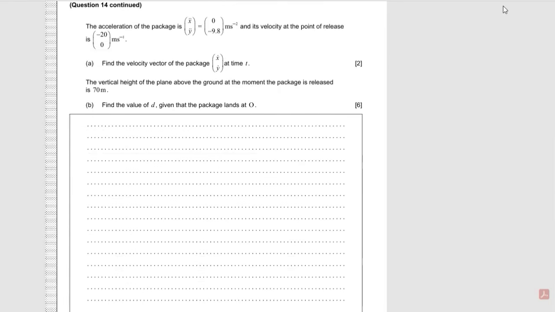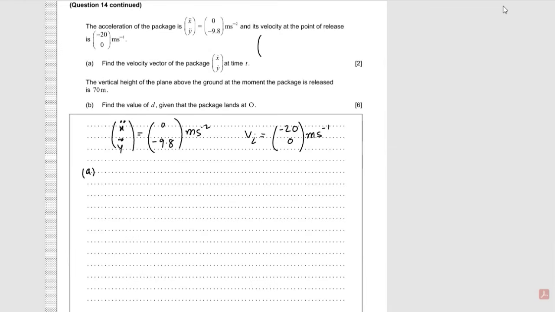The acceleration of the package is given as this. So x double dot and y double dot. So this is 0 and negative 9.8 meters per second squared. And its velocity at the point of release is given as this. So you can say this is the initial velocity, which is negative 20 and 0 meters per second. Part A. I need to find the velocity vector. And obviously, you might be thinking that this is just a projectile motion, which is a good way of thinking, but we need to use calculus to get velocity. Why are we using calculus?